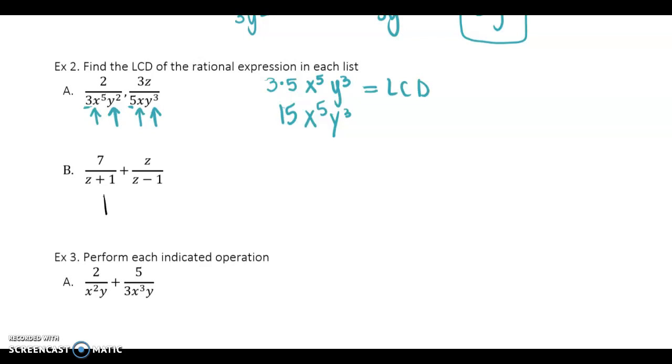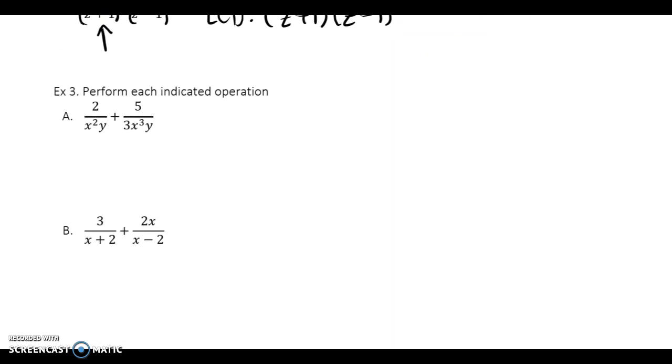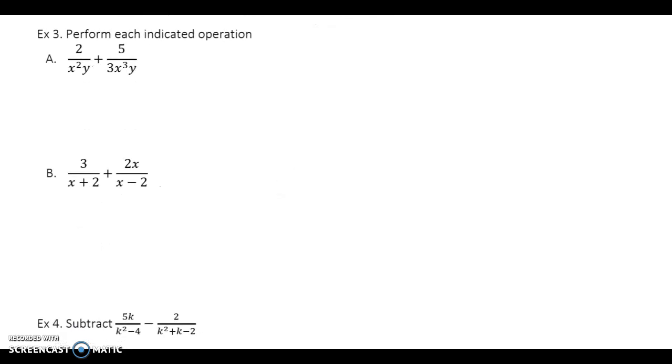Alright, so for this next one, you have to think about this as one compartment. And then think about this as another compartment. So basically the lowest common denominator is going to be both of them multiplied. Alright, so let's go ahead and use that idea to add and subtract.